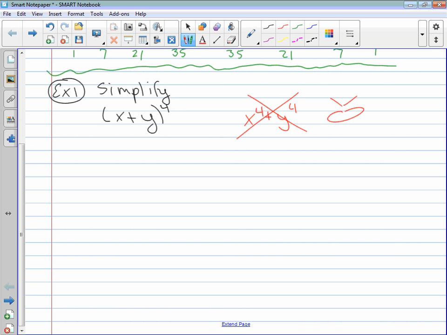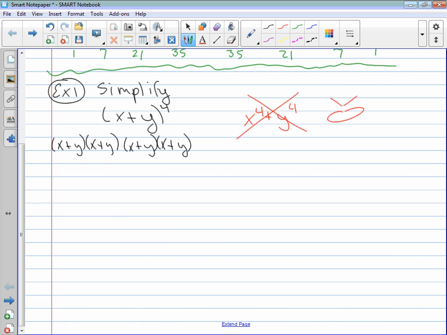Instead, the only thing that you've been taught so far how to do is to write it out 4 times: x plus y times x plus y times x plus y times x plus y. That's kind of gross. But x plus y to the fourth power is the same thing, right?